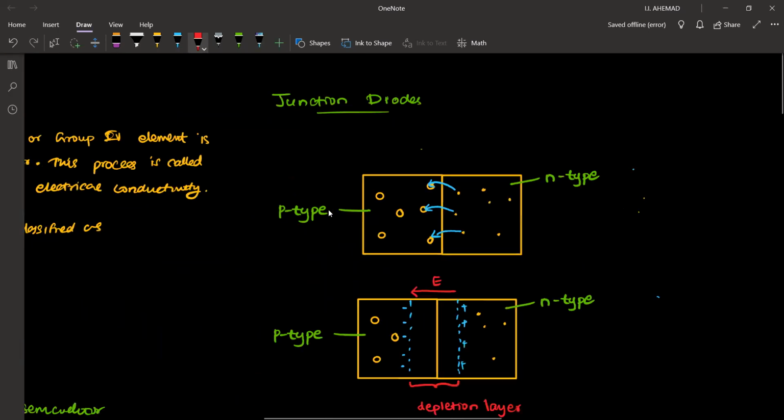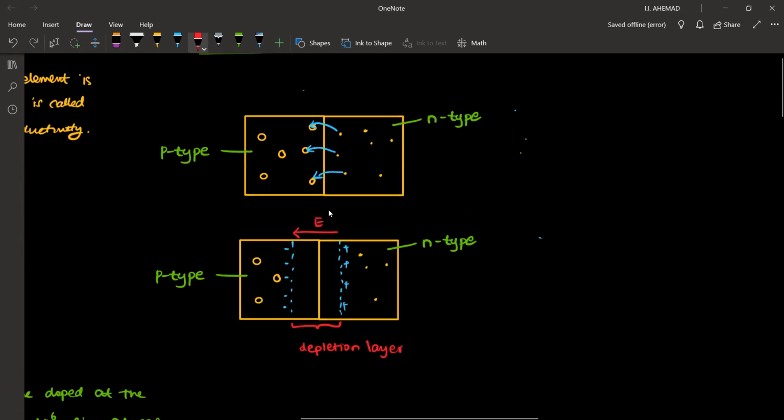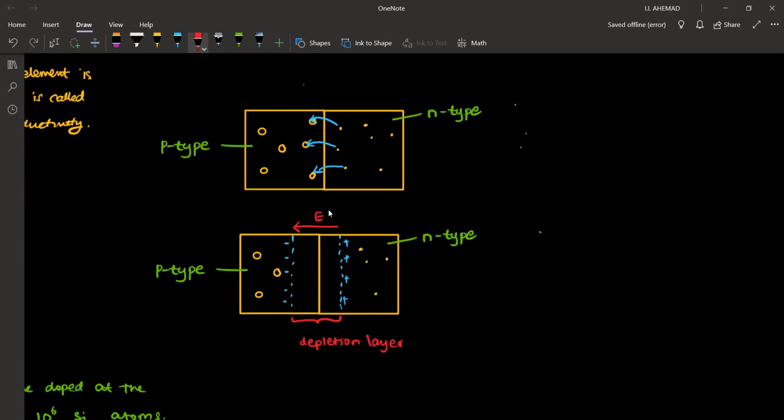So, is the idea clear? What is happening? Why is a depletion layer formed? And very important, these polarities. Why is the n-type side positive and why is the p-type side negative? And what is the direction of the electric field? Are they clear? Okay, shall we draw those two diagrams quickly?